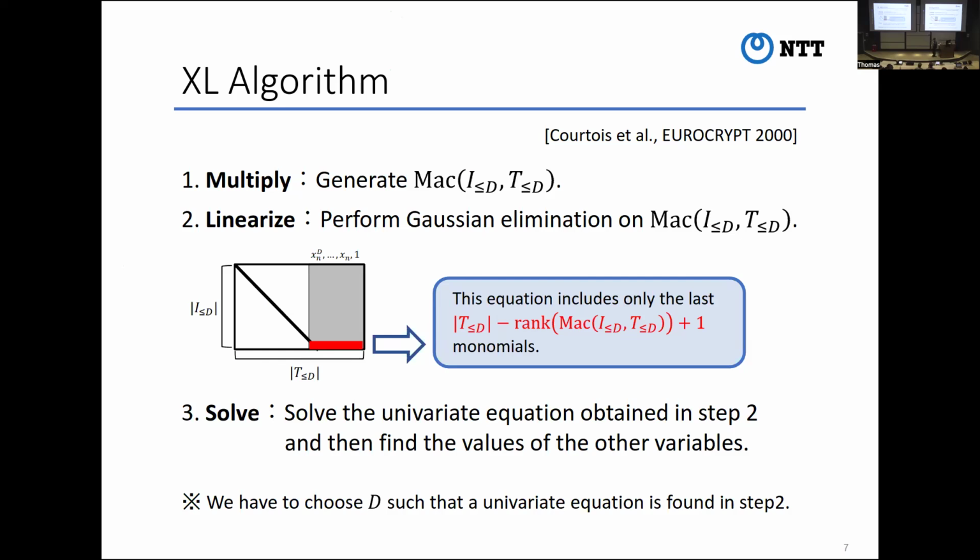If we choose the parameter D appropriately, then we can obtain this equation as a univariate equation, and it can be easily solved. In the third step, we solve this univariate equation and then find the values of the other variables.